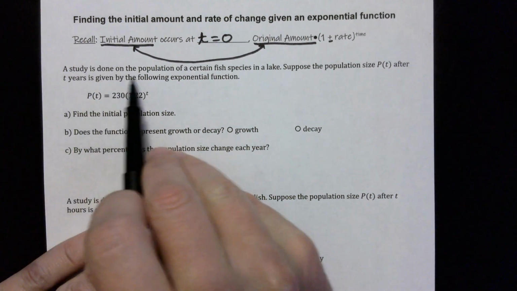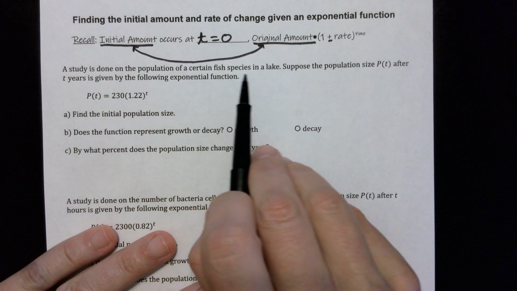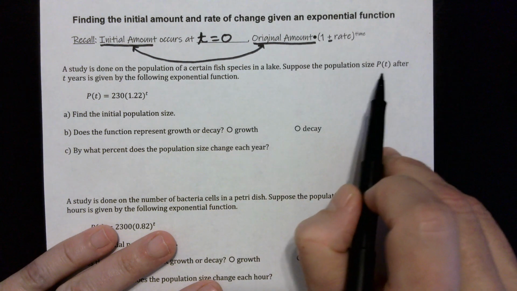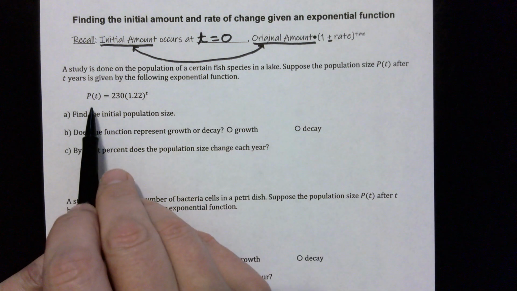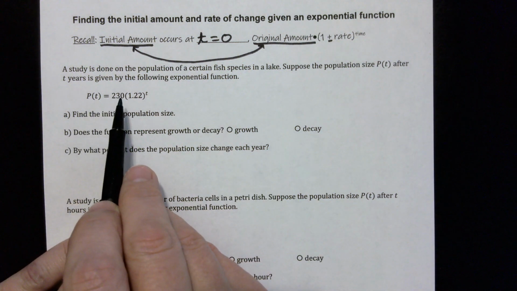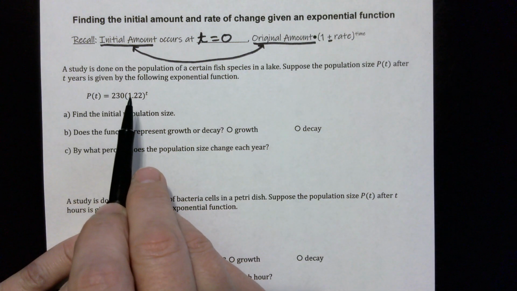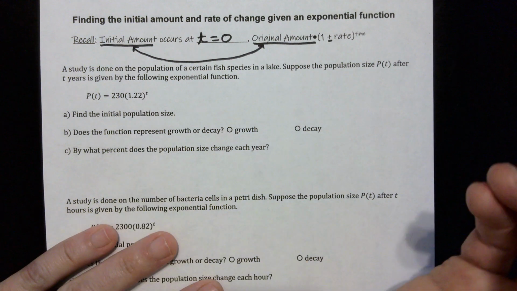All right, so first question. A study is done on the population of a certain fish species in a lake. Suppose the population size P of t after t years is given by the following exponential function. P of t is equal to 230 times 1.22 to the t.